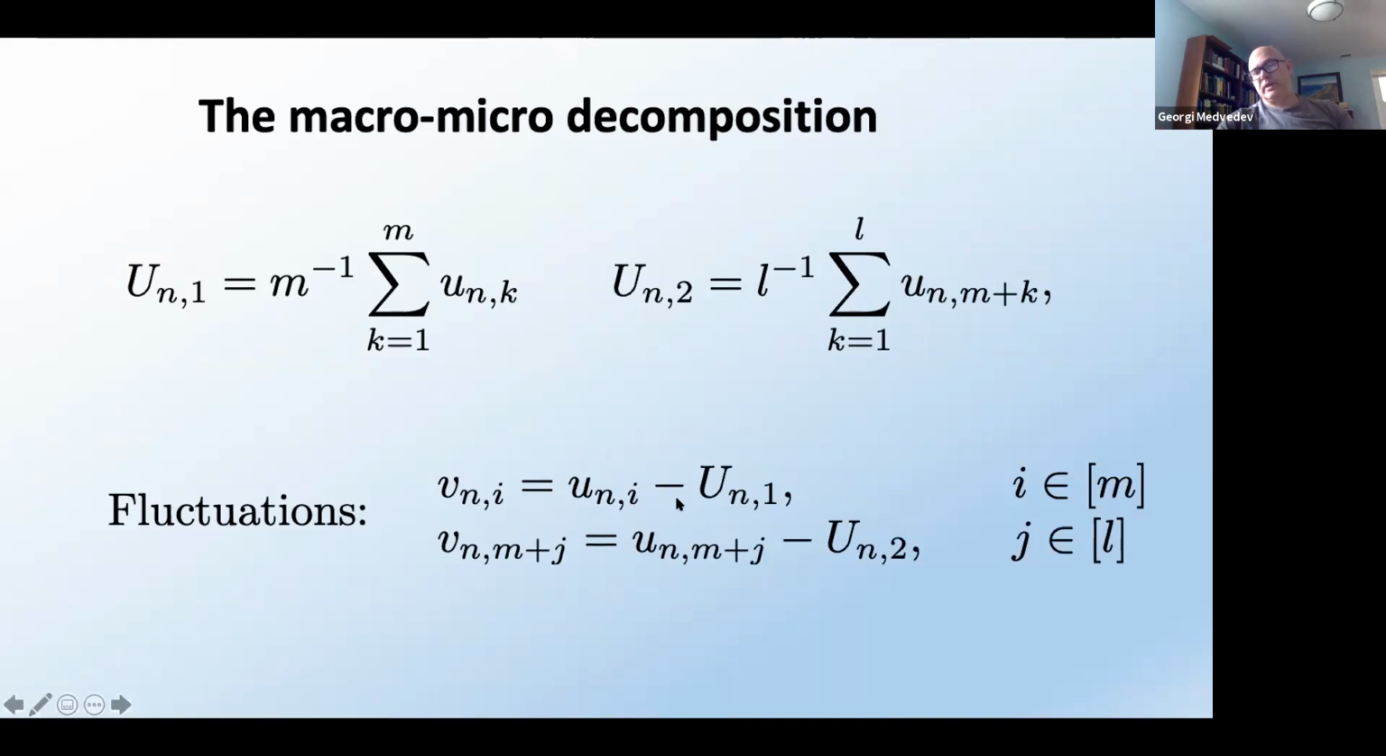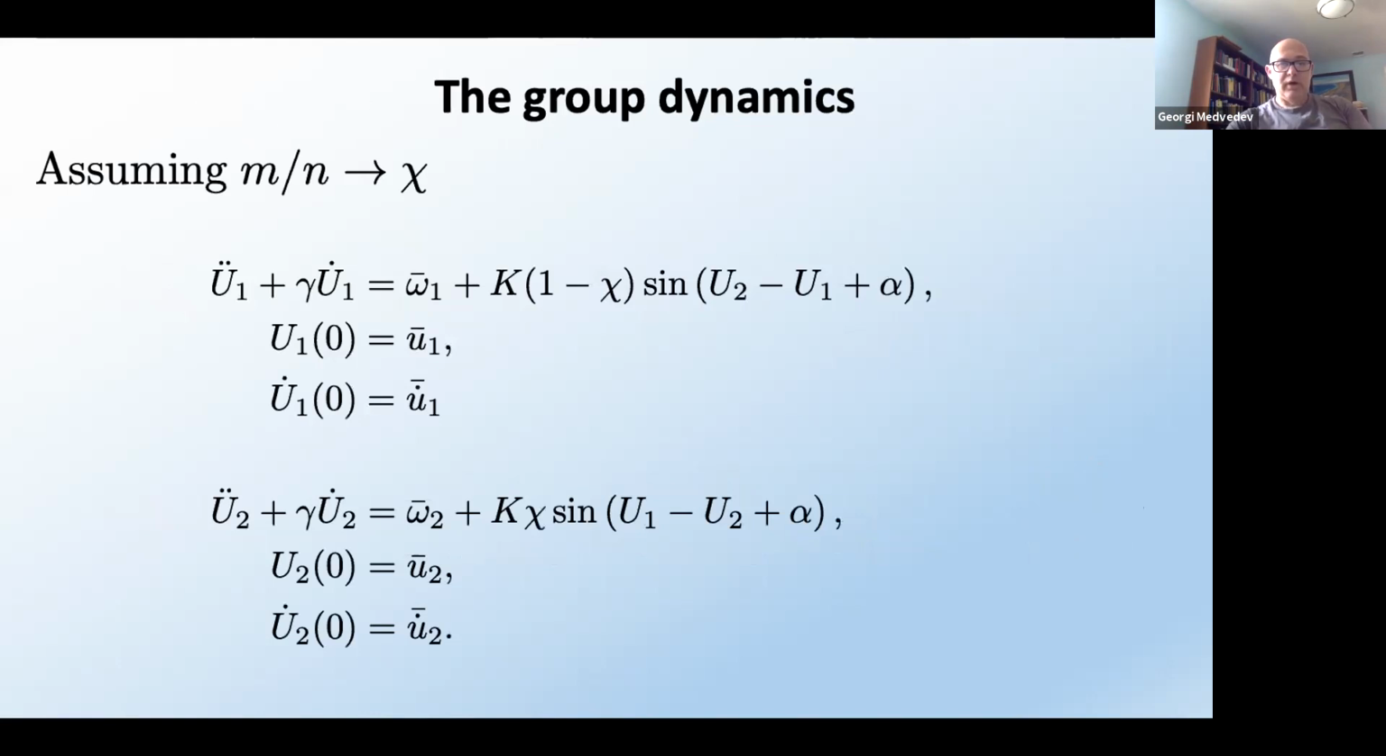Our assumption is going to be that these fluctuations are, for the most part, small, right? So this gives us a decomposition into the average dynamics, which we expect to be deterministic, and then the dynamics of fluctuations, which is intrinsically stochastic, and so it requires different analytical approaches. So we start with the group dynamics.